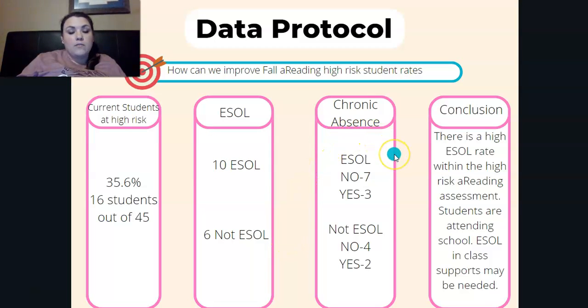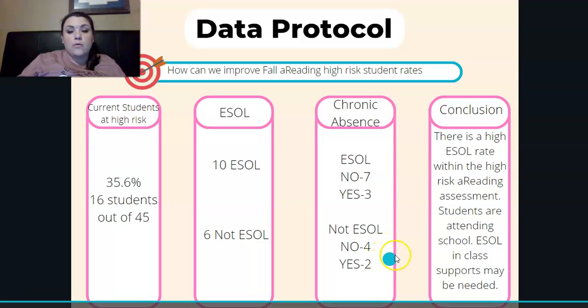Of that, I thought maybe having an absence might contribute. So that was my second filter of information. In the ESL, there were 7 that weren't chronically absent, 3 that were. In the not ESL, there were 4 that were not chronically absent and 2 that were.